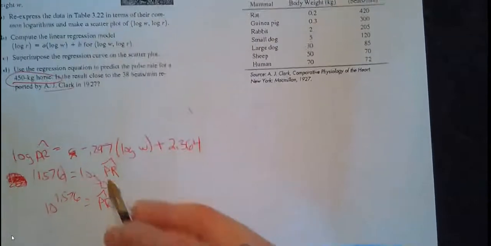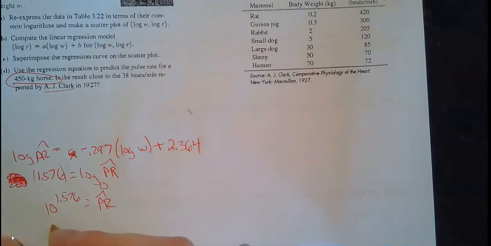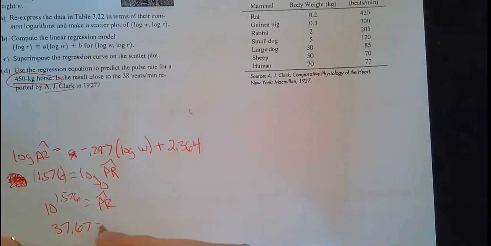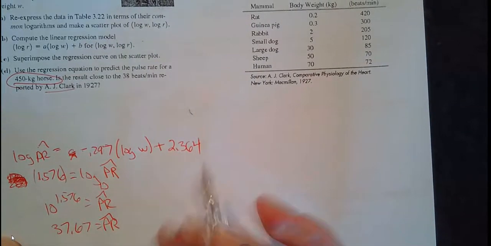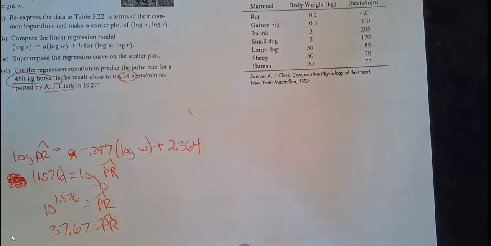Okay, you can put that in your calculator. You get 37.67. And that's awfully close to the 38 that A.J. Clark came up with. Okay, so re-expressing data, right now that looked really difficult, and you think, why? How did that help anything at all? Well, the re-expressing part helped us see that it really is logarithmic, because when I took the logarithm of both the variables, it made a straight line, and a pretty good R value and a pretty good R squared, and so I could work with that.